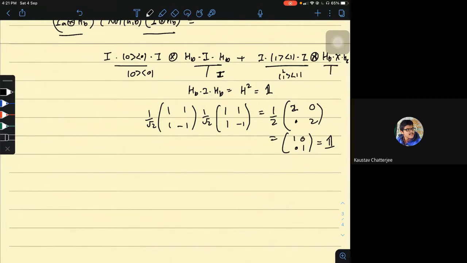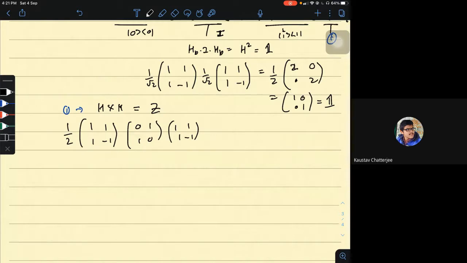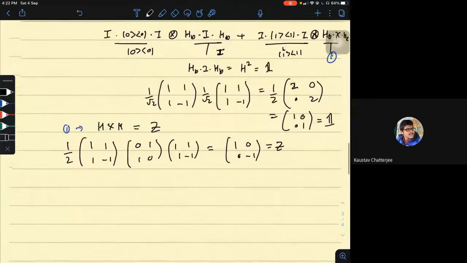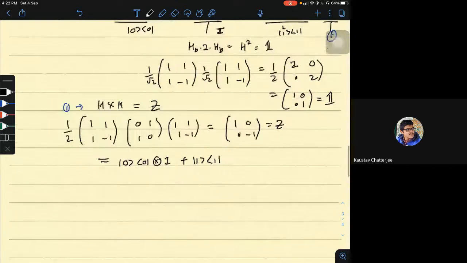And now consider this part. So this one, I get HXH. But HX is basically the Z operator. So this you can again show by just calculating it. 1 1 1 minus 1, 0 1 1 0, 1 1 1 minus 1 times 1 by 2, because 1 by root 2 twice. So if I calculate this, I basically end up with 1 0 0 minus 1, which is the Z operator. So effectively what I've shown is that the product is equal to |0><0| times identity plus |1><1| times Z. Effectively, this is a CZ operator going from A to B.